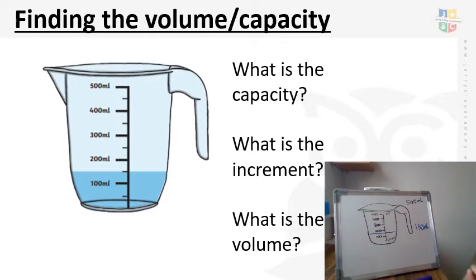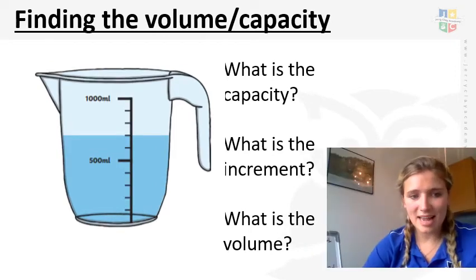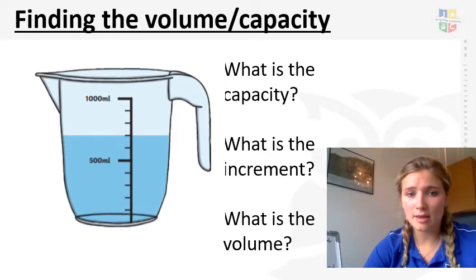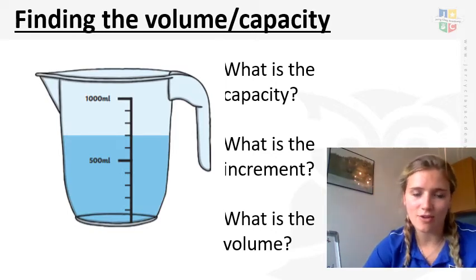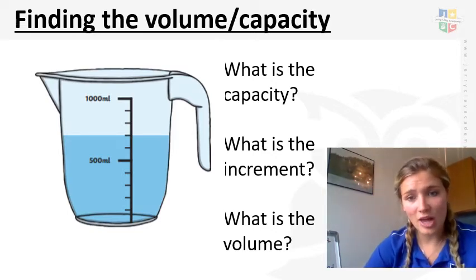Again, if you can't count up in 50s, we could do 5, 10, 15, and then put your 0 on to find 150. Okay, I'd like you to have a go at doing this one next. So what is the capacity, what is the increment, and what is the volume? So pause it now, have a go, write it down.